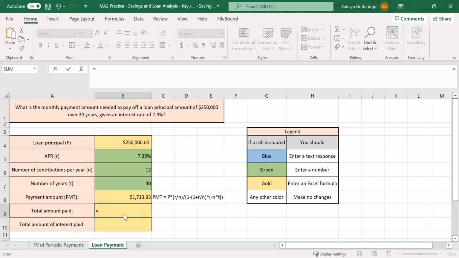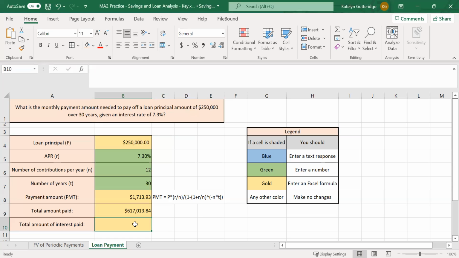Start with that equal sign, click on that payment amount, that PMT. Make sure you grab the payment amount, not the principal. You want the PMT, not the P. Then type our star, click on that 12, type our star, click on that 30. Over 30 years, we paid $617,013.84. That is the total amount we paid onto this loan.